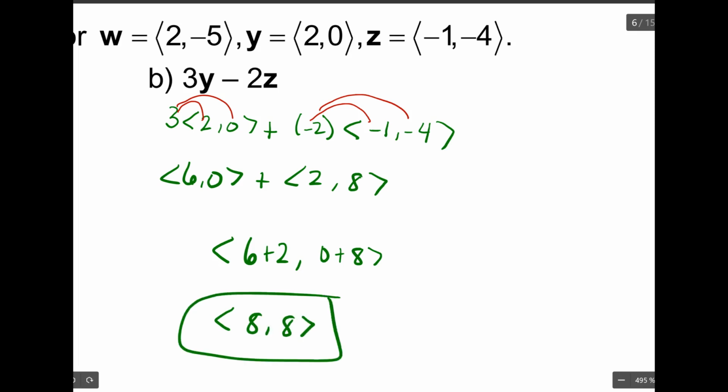That's it. See, you guys can do this. Wouldn't it be 6 minus 8? No. Oh, it changes to plus? Yep. Negative 2 times negative 1.